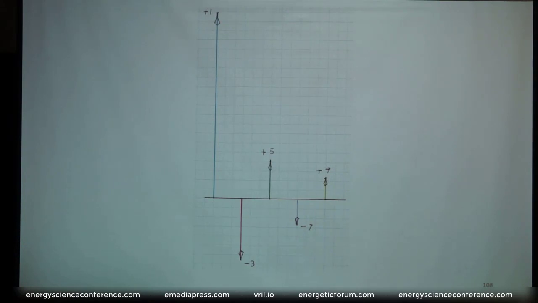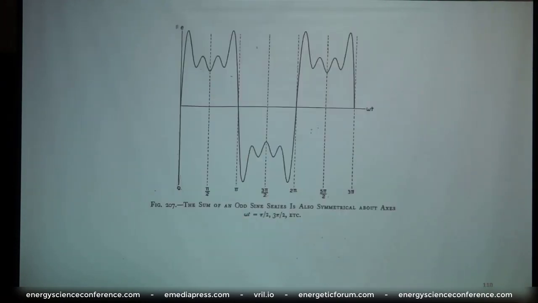So this is a system of odd harmonics. Obviously, we can keep increasing them, and this will turn into a square wave of a finite amplitude.